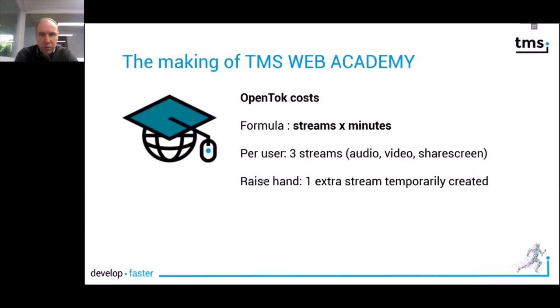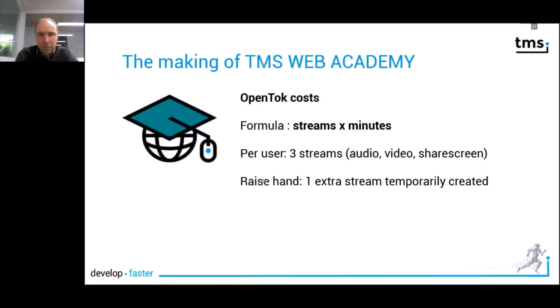Suppose that this session takes 1 hour. That means 60 minutes, and this number is calculated per user. So if there would be 50 users, we will have 50 users using three streams, which means already 150 times the number of minutes for a 60-minute session. That gives you an idea of how it is calculated. Note that if you use the raise hand function, an extra stream is created for one user, and obviously that extra stream needs to be taken into account in the calculation.